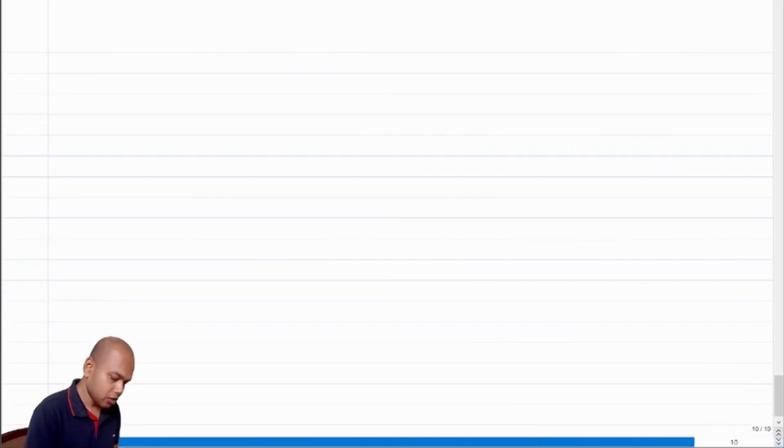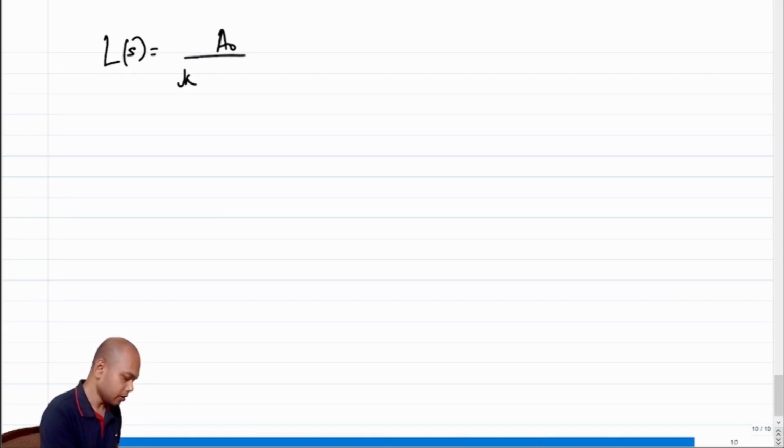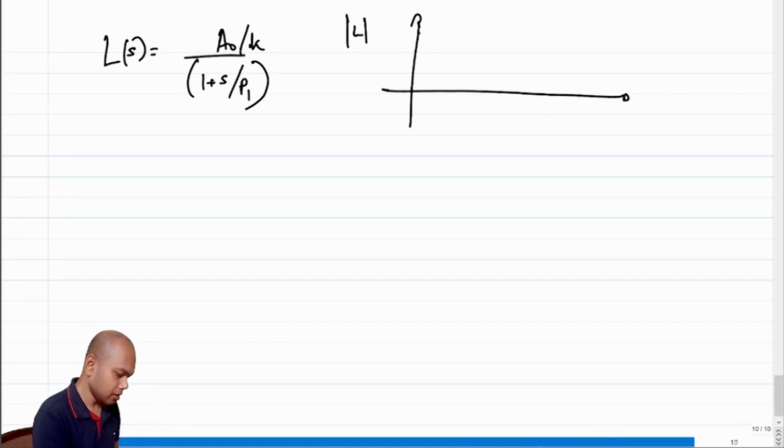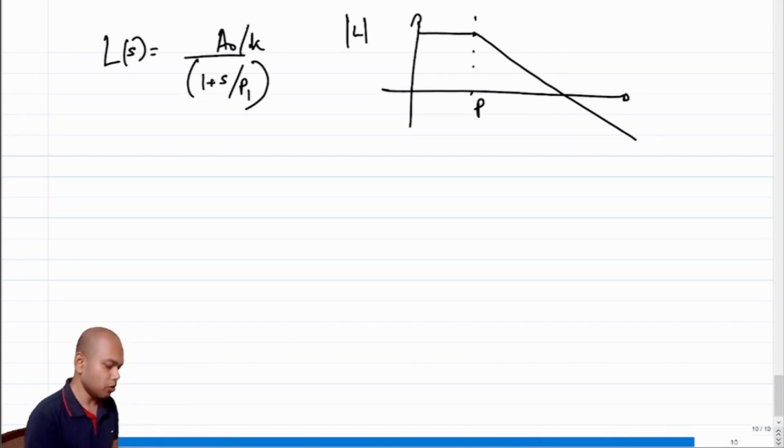Okay, fine. So now let's take the example of a first order system. Let's say L of S is A naught by K over 1 plus S by P1. So again, we do the Bode plot. Mod of L is a single pole, so it goes like this, and obviously the loop gain we expect to be quite high, much greater than 1. So A naught over K has to be much greater than 1. This is an inherent assumption.